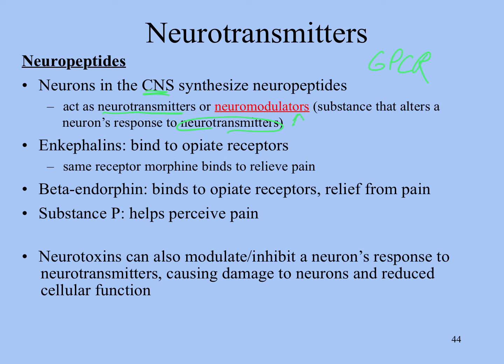Examples of these are enkephalins, which bind to opiate receptors. And of course, these are involved in pain. Beta endorphins also bind to opiate receptors, as does substance P. And notice that all of these tend to be involved in pain. So it seems like neuropeptides are involved in the pain response. So you'll see them modulating pain in the central nervous system. And then there are neurotoxins that can modulate a neuron's response to neurotransmitters as well.